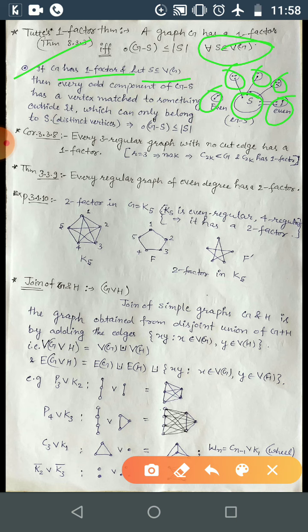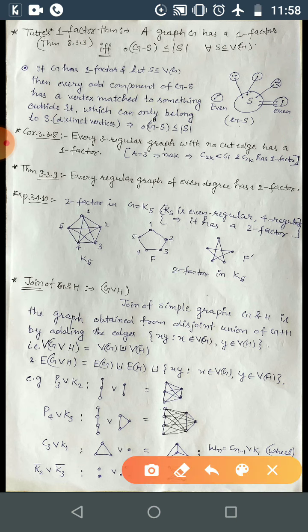So here these are the components. Suppose some of them are even, so this is even, this is even. So left are these odd components. So every odd component, it is talking only about the odd components of G minus S, has a vertex matched to something outside it. And why is this happening?